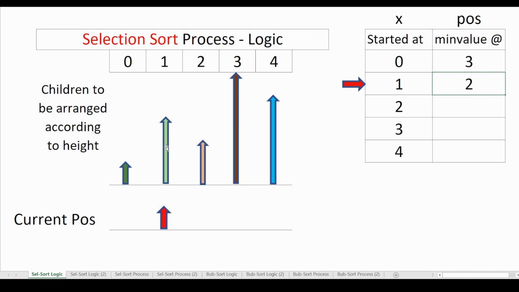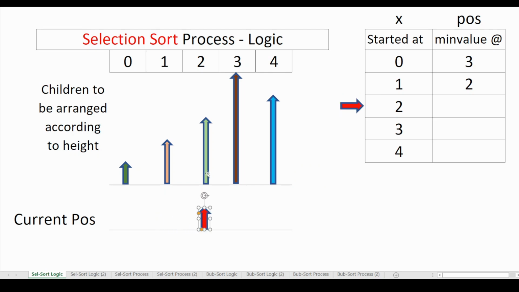So I swap their values. Swap their positions. The positions are 1 and 2, so I swap them. I bring 1 here and bring 2 here. Both of them have now changed their positions. Again, I move forward from 1 to 2. That means I go and stand beside child number 2.